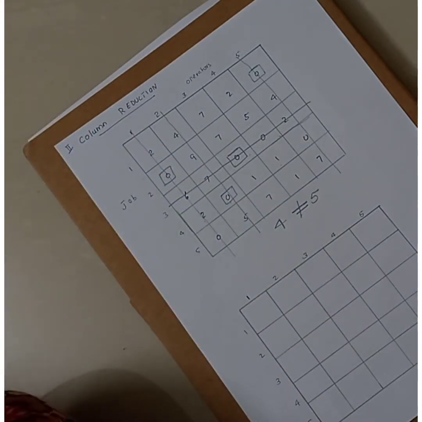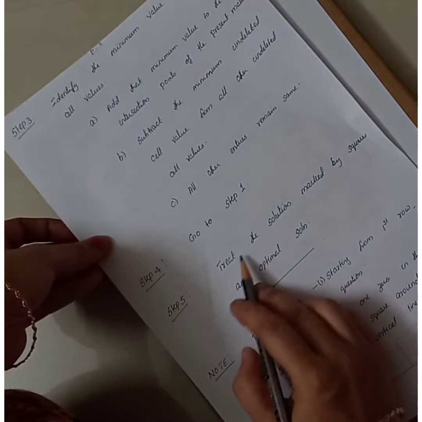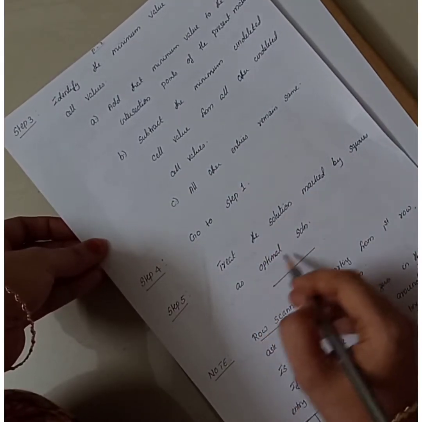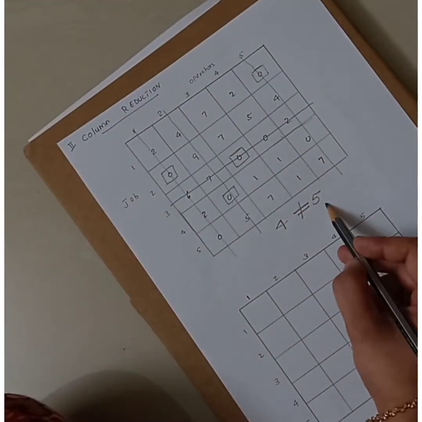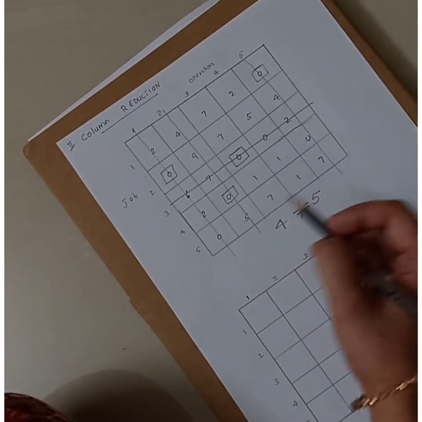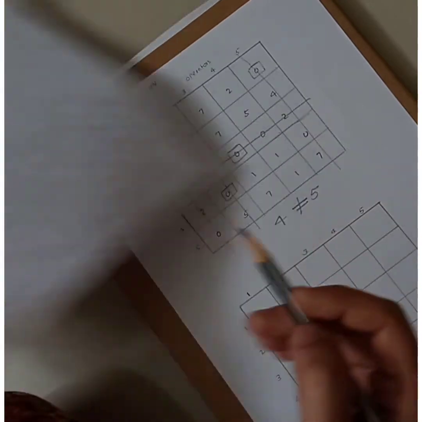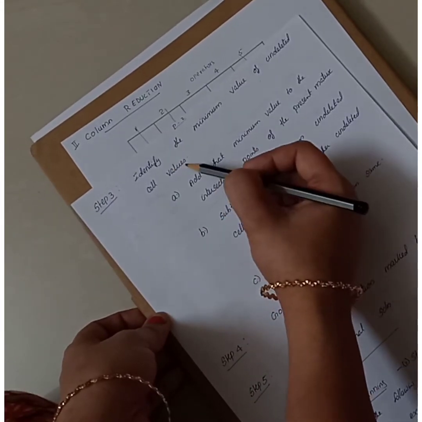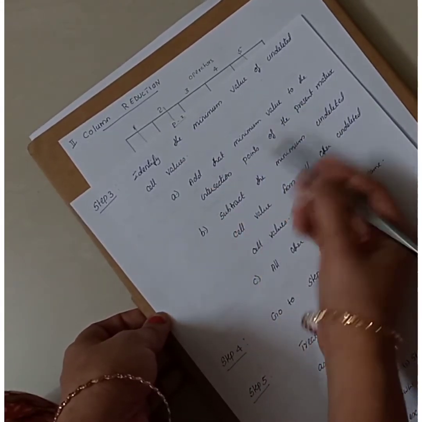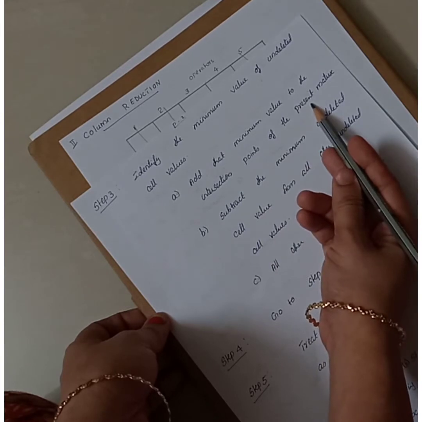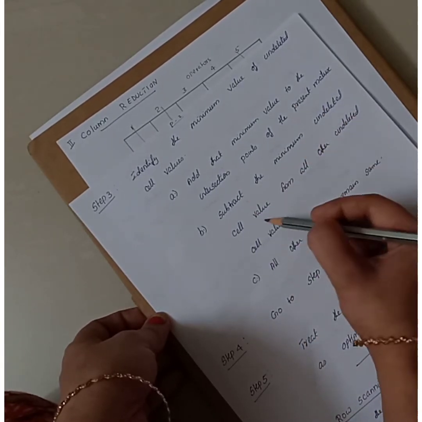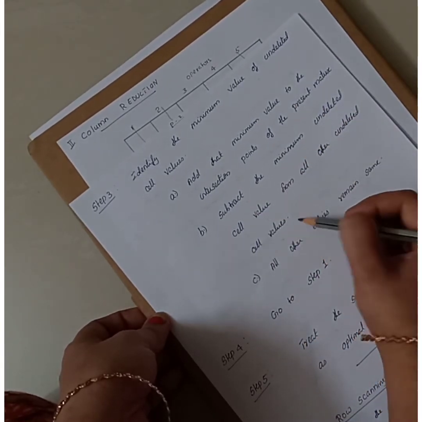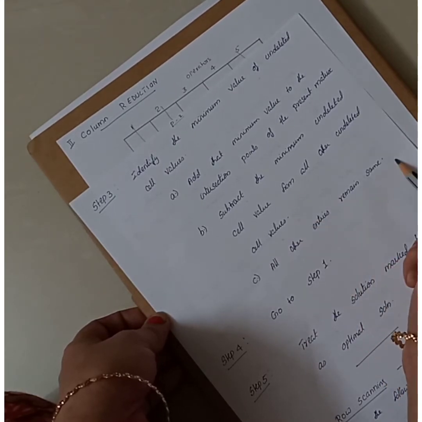This is step number 5. Step number 5 says treat the solution marked by squares as optimal. Now here, since the number of squares is not equal to the number of rows, you have to move to step number 3. Okay, now let's see what step number 3 is. Step number 3 says identify the minimum value of the undeleted cell values, add the minimum value to the intersection points of the present matrix, and subtract the minimum from all other undeleted cell values, and all other entries remain the same. This is step number 3.